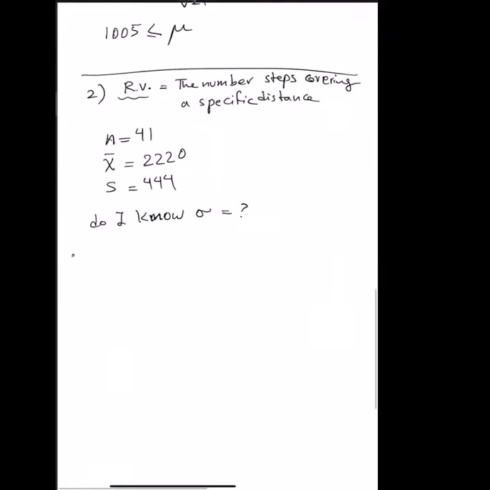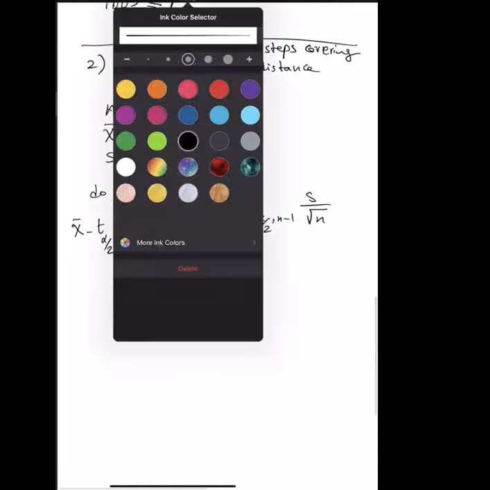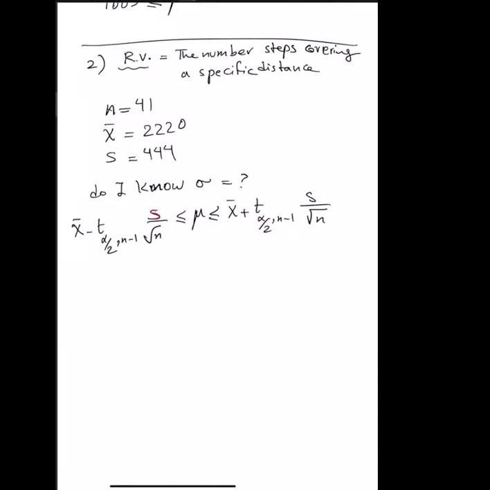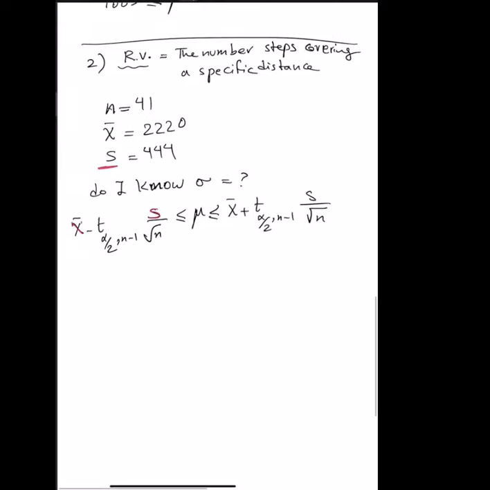So the formula is x bar minus t alpha over 2, n minus 1, times s over square root of n. Okay, so that's the formula. And as you can see in this formula, I have S, it's here. I have X bar, it's here. I have N, it's here. The only thing I need to find out from the table is t of alpha over 2 and n minus 1.